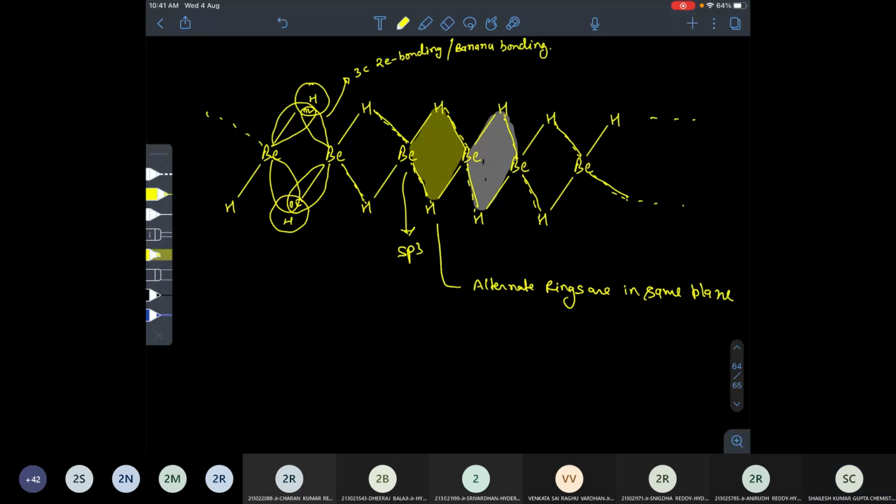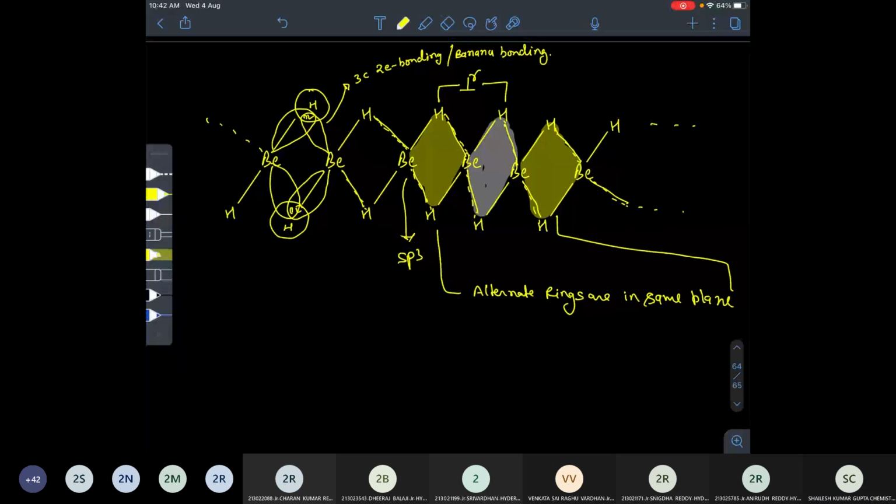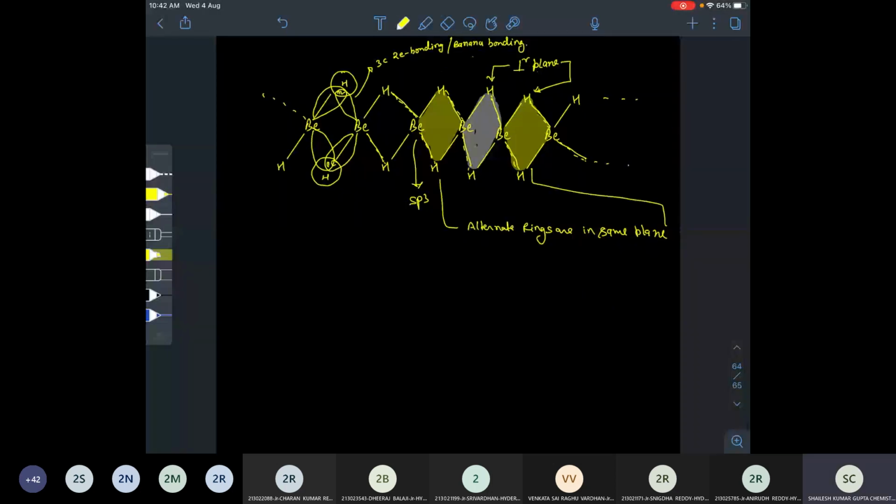What do I mean by that? I mean to say that these are in the same plane, but these two are perpendicular. Perpendicular plane. Okay? Perpendicular to each other. Right? These two are perpendicular planes. All right, everyone. Understood that?